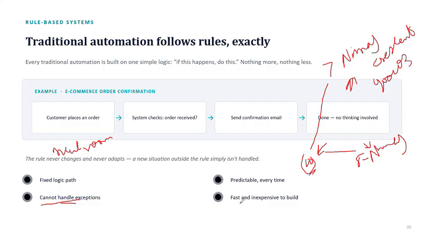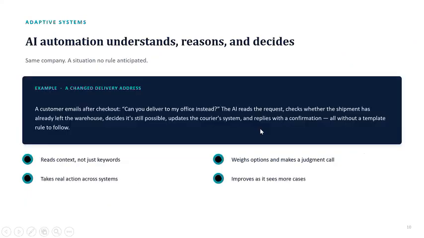The other one is fast and inexpensive to build. The fixed logic is fast. It's very clear. The path is defined and very inexpensive to build. On the other side, AI automations are not inexpensive to build. It thinks, it has intelligence, so it takes real actions across systems. It reads context, not just keywords, context.